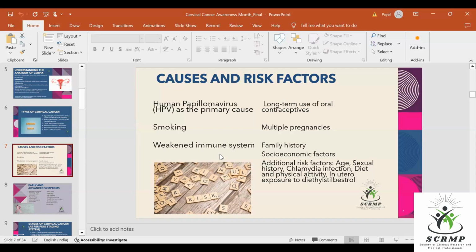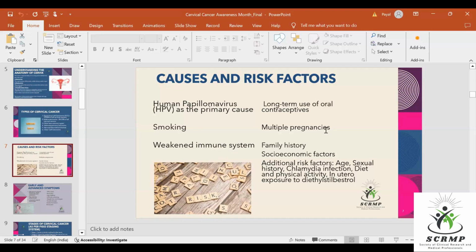Now, another important thing to know is that long-term use of oral contraceptives is also one of the risk factors. Women using oral contraceptives for 5 to 9 years have a 1.6 times higher risk of cervical cancer, and those using them for 10 or more years have a 2.2 times higher risk.